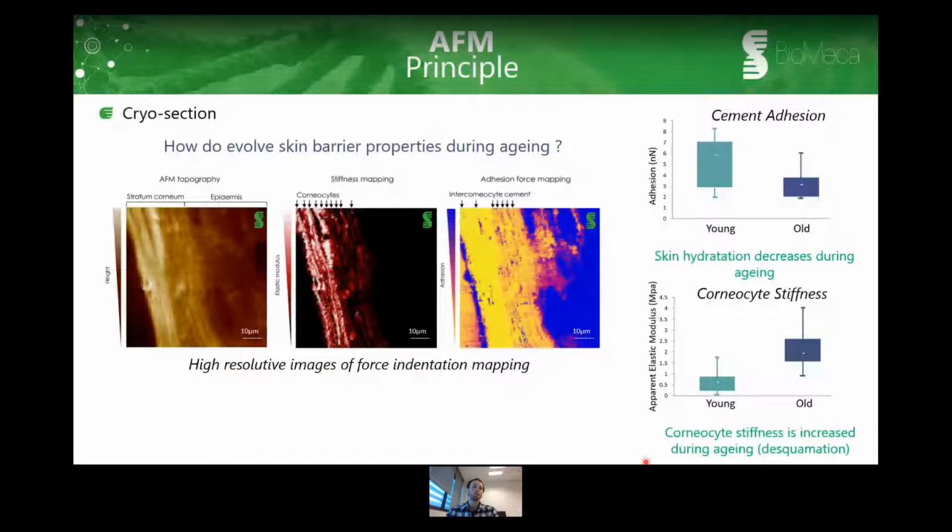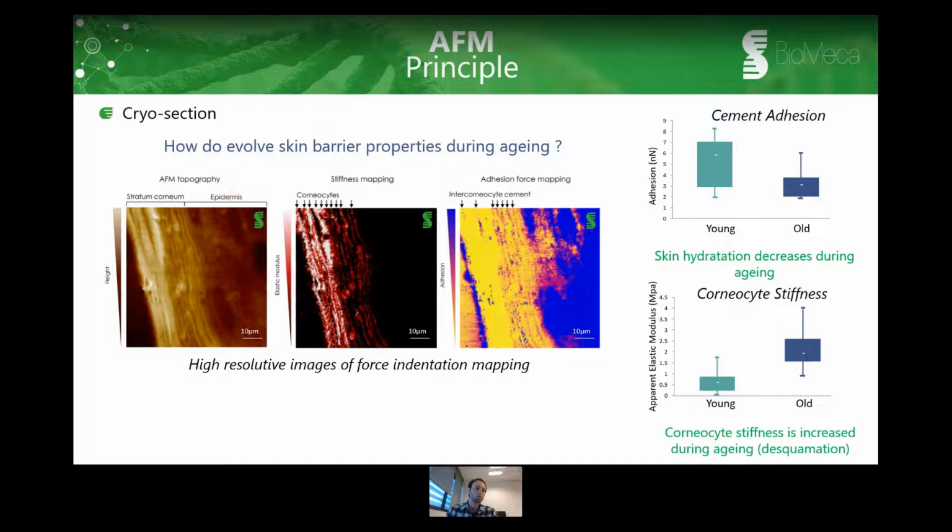Among the possibilities that AFM offers, we are able to analyze lateral cross-sections from a human skin sample. For this study, we were interested in the evolution of the bioproperties of skin during aging. So we performed AFM measurements and high resolution images of force indentation mapping, and we focused on three features of the sample: the topography, the stiffness, and the adhesion force.